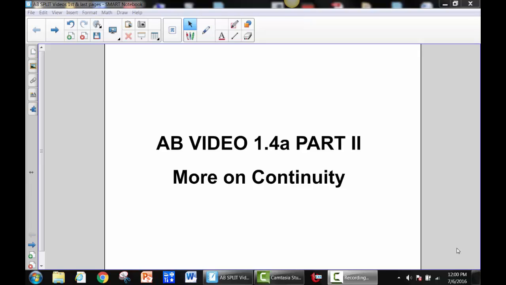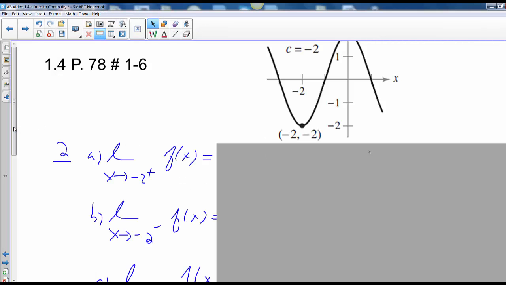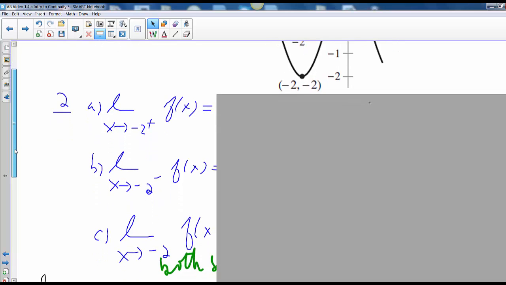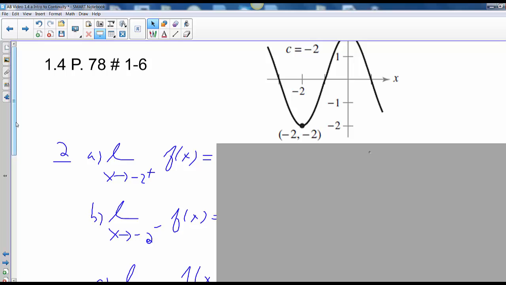Hi, welcome to AB Video 1.4a Part 2, more on continuity. Ask you to answer 3 questions, and those 3 questions are, at this point in time, they're not talking continuity, they're just talking about limits. So they're going to actually ask you what's the limit from the right, or what's the limit from the left, so those are the two one-sided limits, and then what's the two-sided limit.